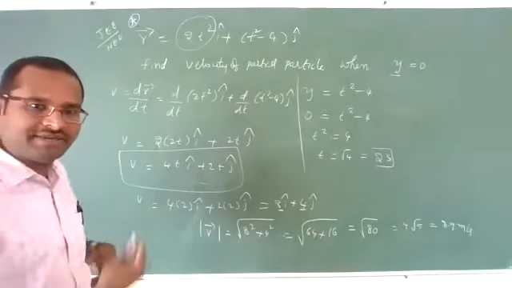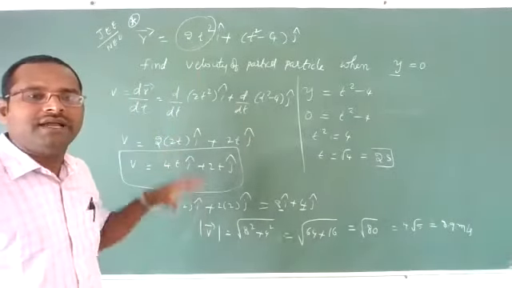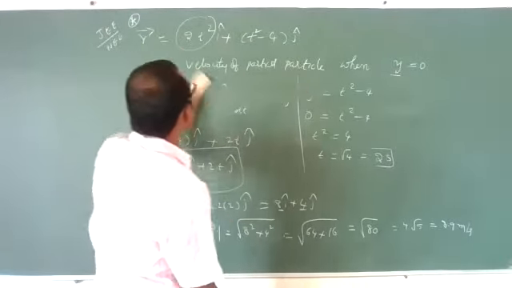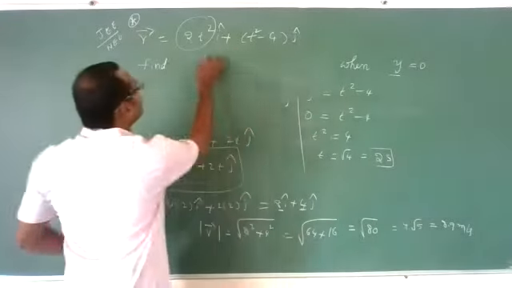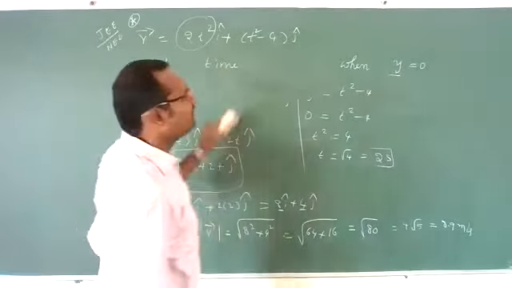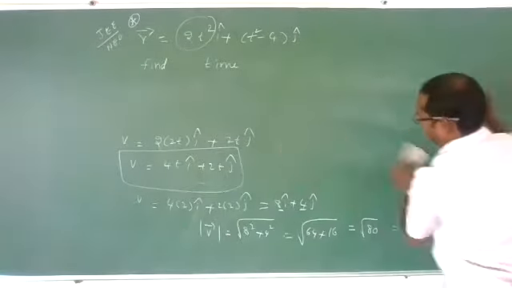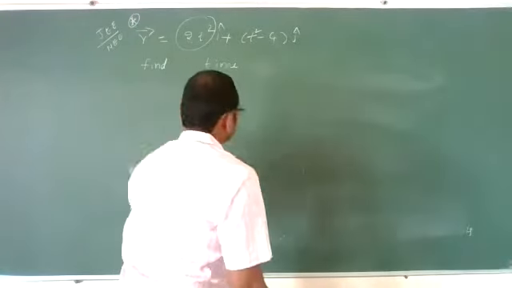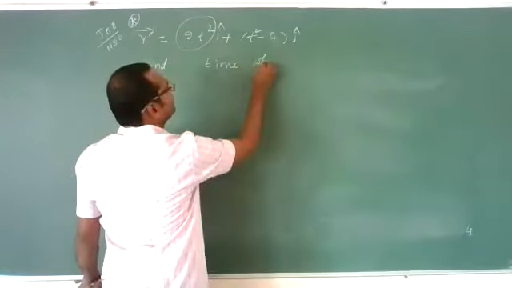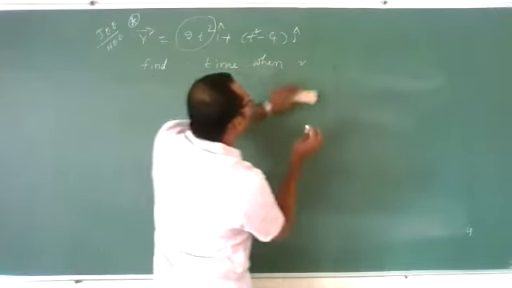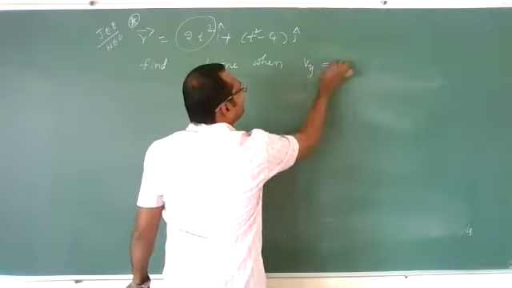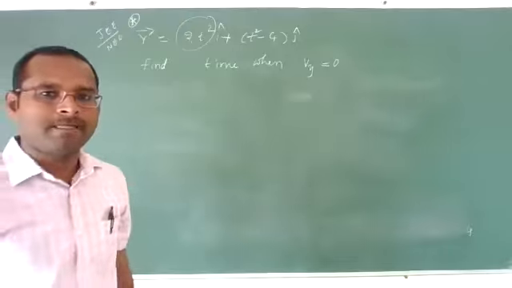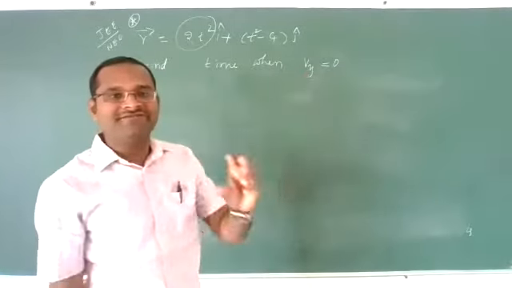Clear? This is one type of question they may ask. One equation I am taking and I am asking all the questions. Next, they may ask you: find the time when the vertical component of velocity of the particle is 0. They may ask you like this. Vertical velocity is equal to 0, that time find time.